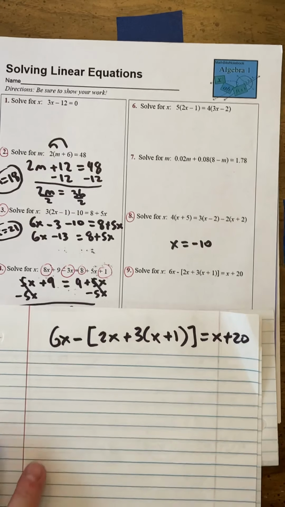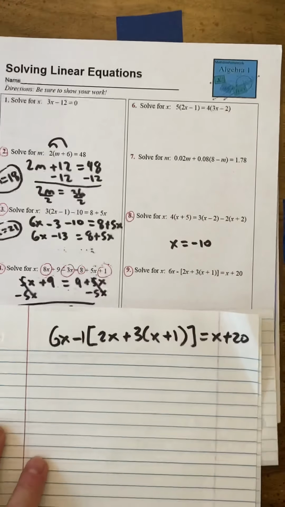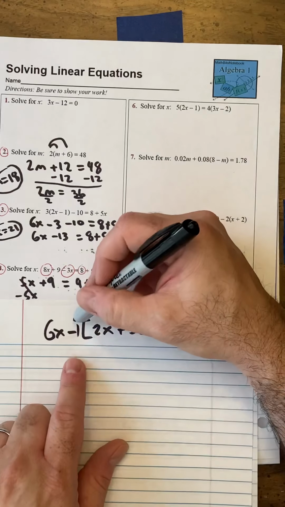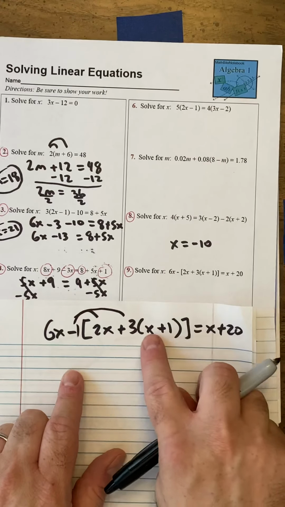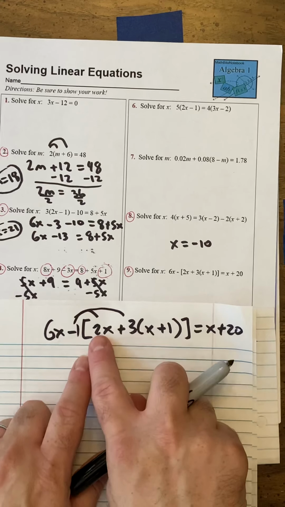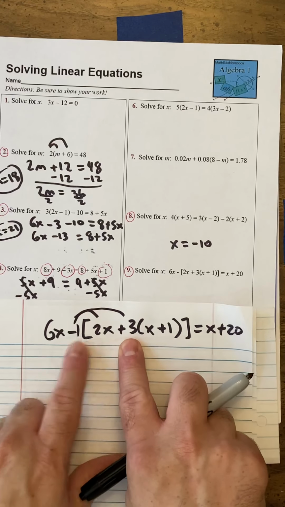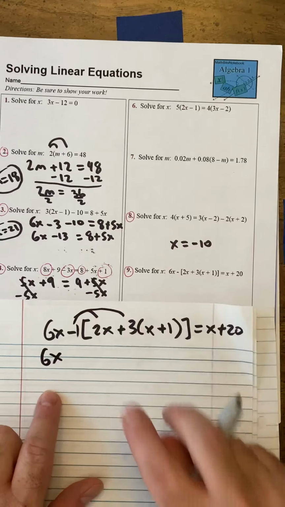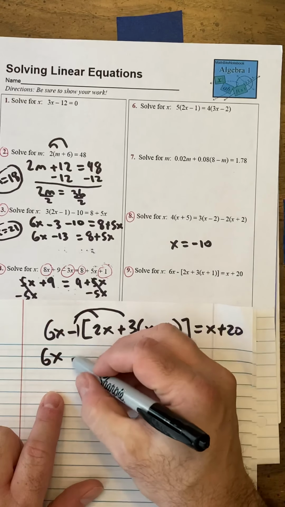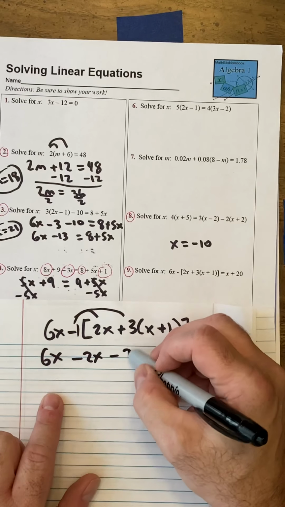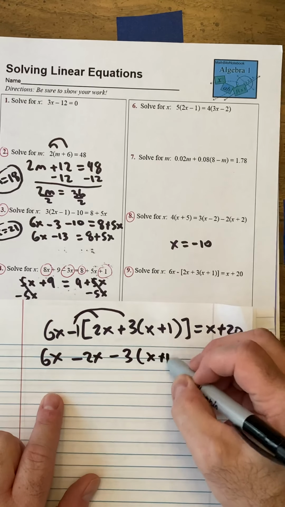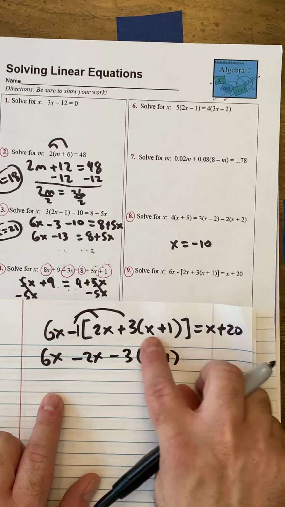The first thing I'd like to do here is put a minus 1 in front. And I want to distribute that negative 1 through the terms. Don't distribute it through this parentheses. It's just going to go to whatever main terms are in here. So what's going to happen, 6x is going to still be here, but the negative 1 times the 2x is negative 2x. And the negative 1 times this is going to give you negative 3 parentheses x plus 1. We haven't dealt with those parentheses yet.